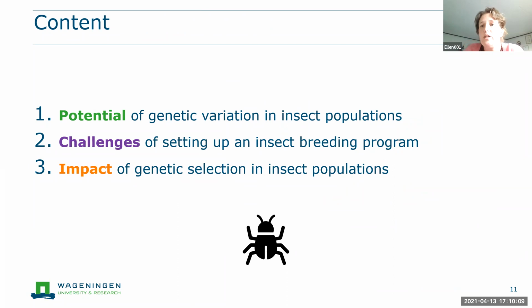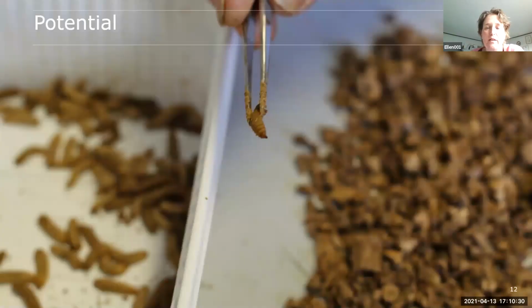And in this presentation, I would like to show you the potential of genetic variation in insect populations, but I would also show you the challenges of setting up an insect breeding program and the impact that it can have to use genetic selection in insect populations. So first, the potential of genetic variation.